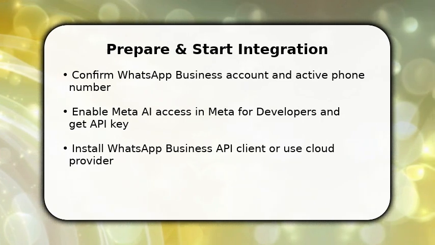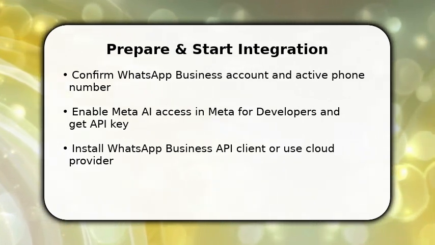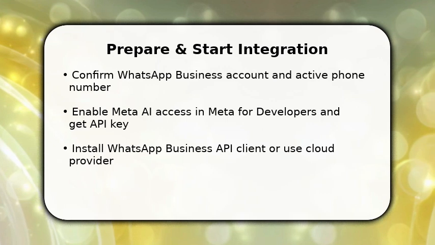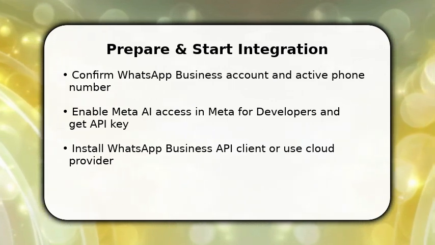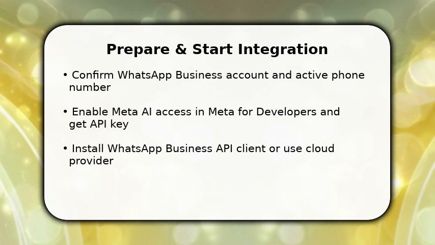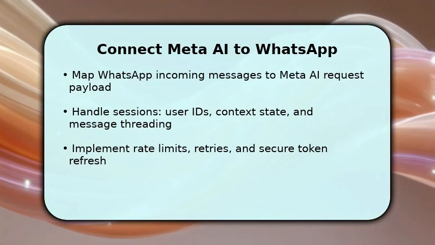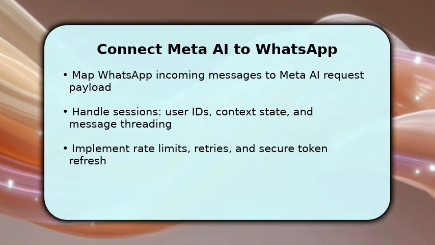Next, install the WhatsApp business client or choose the cloud-hosted endpoint. This step creates the conduit between WhatsApp and Meta AI, so don't skip confirmations or permission checks. Now you wire message flow, parse incoming WhatsApp webhooks and transform them into Meta AI prompts.